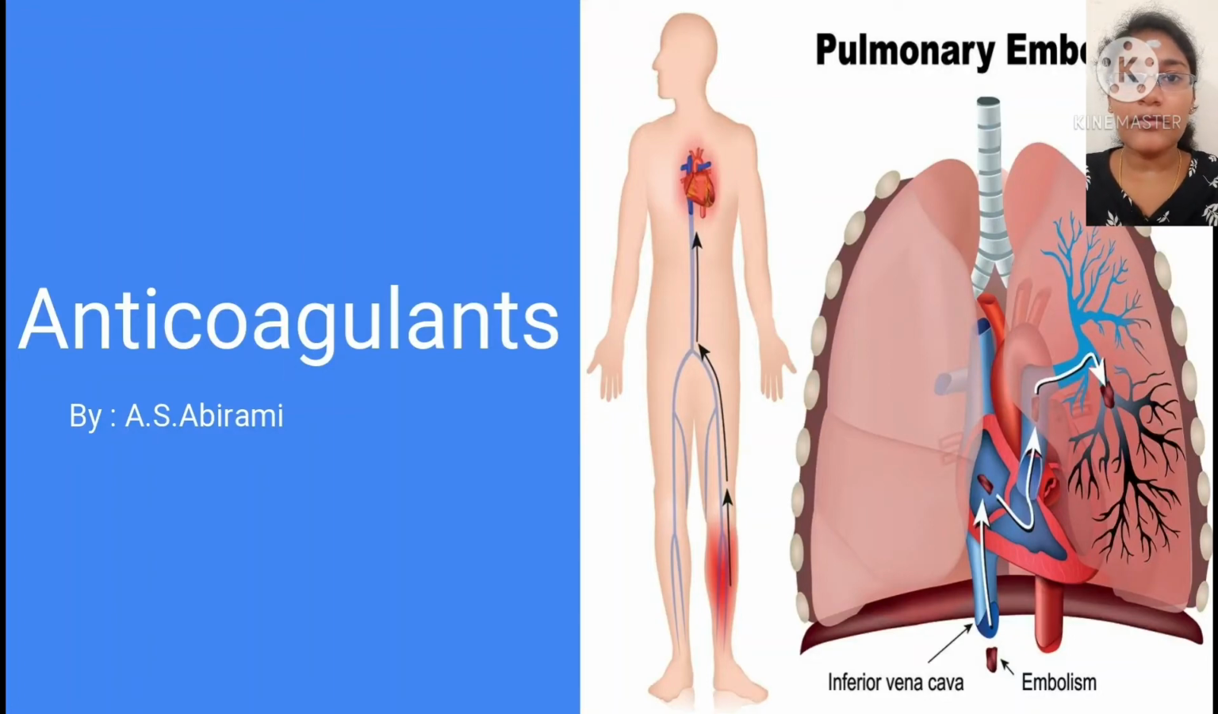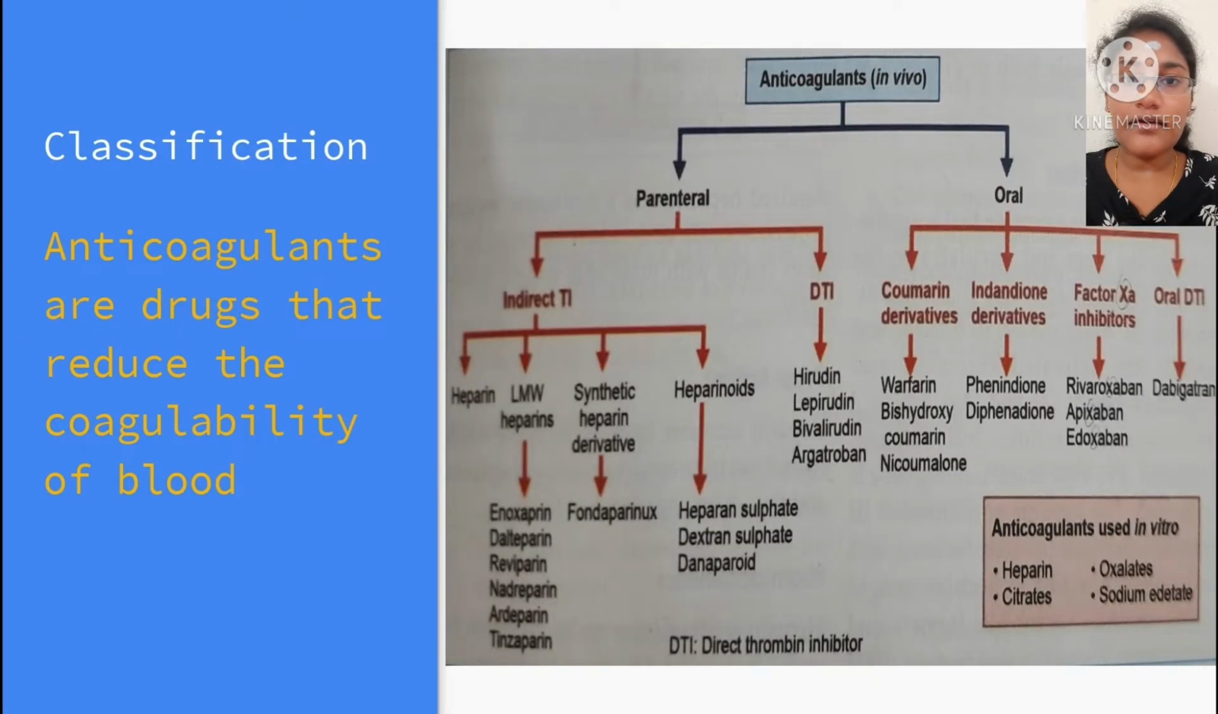My name is Abhirami and I am here to explain about anticoagulants. Anticoagulants are drugs that reduce the coagulability of the blood. They are classified into oral and parenteral. Oral anticoagulants are taken orally, and parenteral anticoagulants are taken through any route other than the oral.